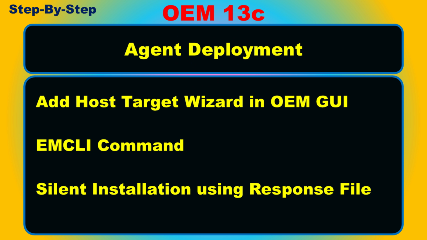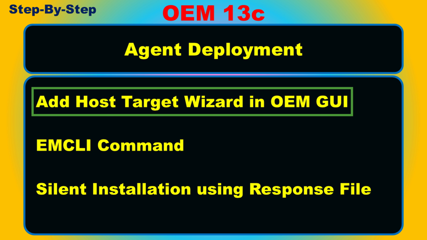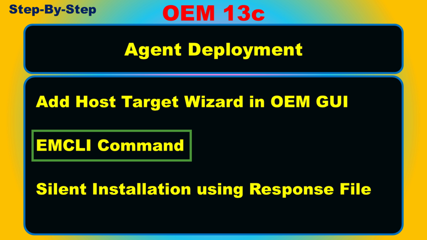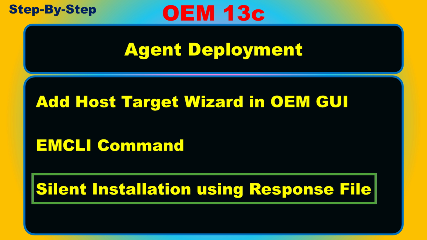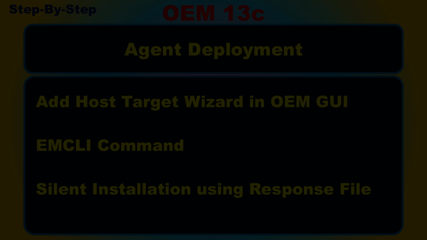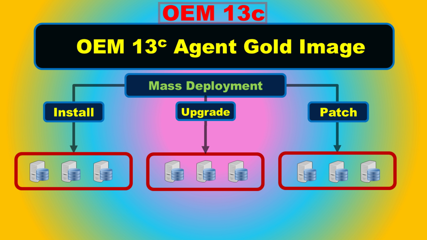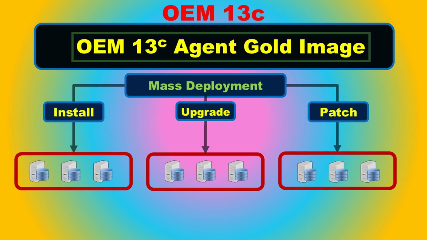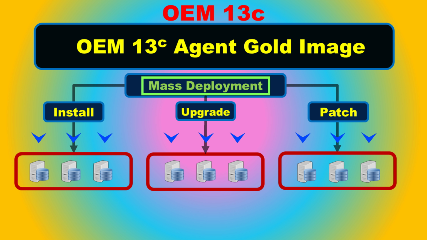If you have been using OEM for the last couple of years, then you might be aware that in the past, Enterprise Manager Cloud Control has offered several approaches for installing management agents, such as the add host target wizard, EMCLI command, and the response file to silently perform the installation, etc. Starting with version 13c, Enterprise Manager Cloud Control offers an agent gold image option that can be used for mass deployment, that is, install, upgrade, and patching of management agents simultaneously on multiple hosts in your environment.